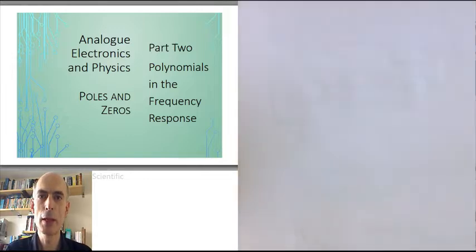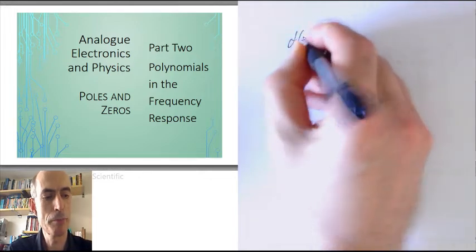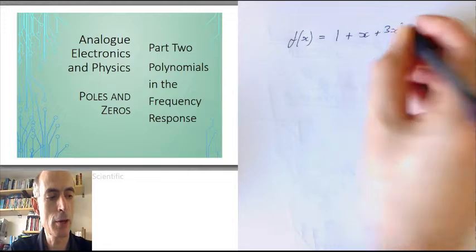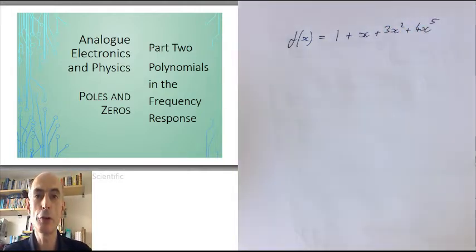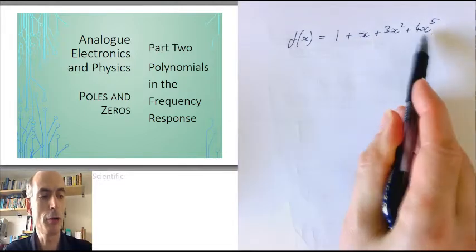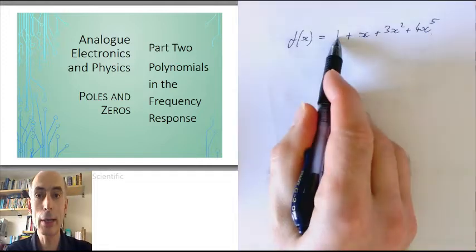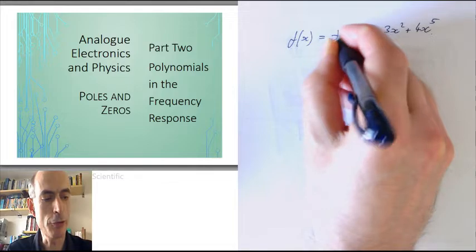A polynomial is a function of a variable which can be expressed in terms of a sum of different powers of that variable. For example, the function of x, 1 plus x plus 3x squared plus 4x to the power of 5 is a polynomial because it's the sum of a lot of terms, all of which are powers of x. 1 counts as a power of x because I can write 1 as x to the power of 0.